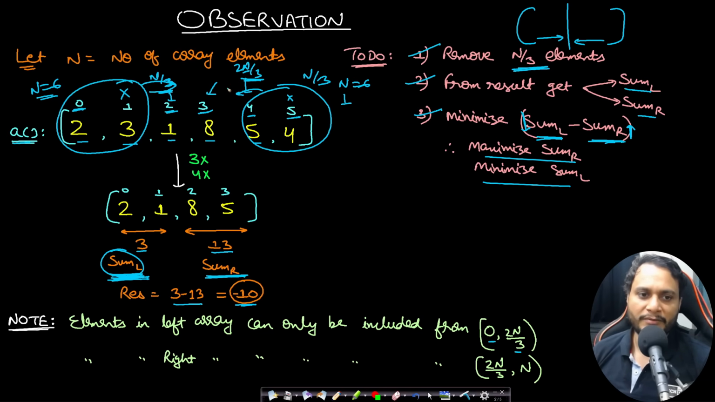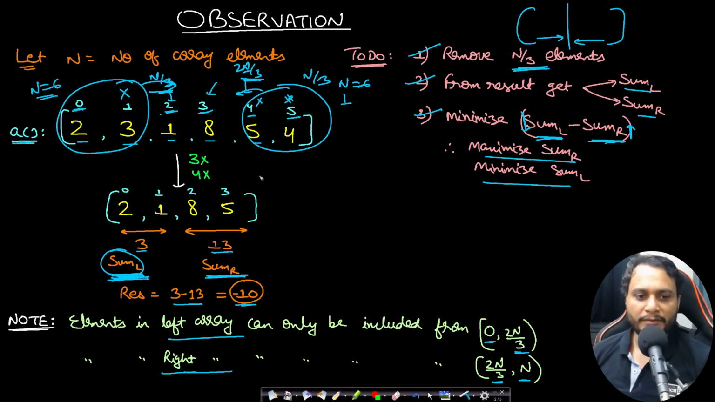And how can it come? If I remove, let's say, this 5 and 4, then 2 and 3 came into the right hand side array, right? So this is an important observation. Elements in the left array can only be included from 0, inclusive of 0, to 2n by 3, excluding 2n by 3. And the elements in the right array can only be included from n by 3, including this, and excluding n. So I hope this is clear.